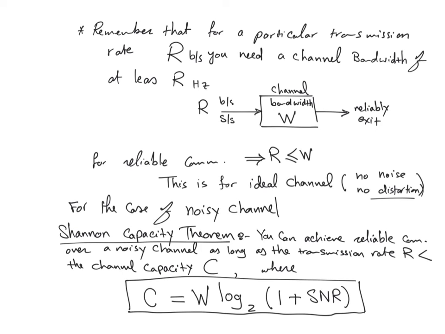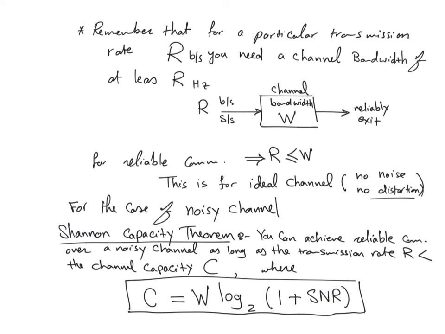So again, similar to the case of the non-noisy channel, if you try to transmit at a rate greater than the bandwidth of the channel, your bit error rate is going to grow and your communication will become unreliable. Similarly, for a noisy channel, if you try to transmit with a rate R greater than the capacity of the channel, you cannot achieve reliable communication. Some of the information is going to be lost.